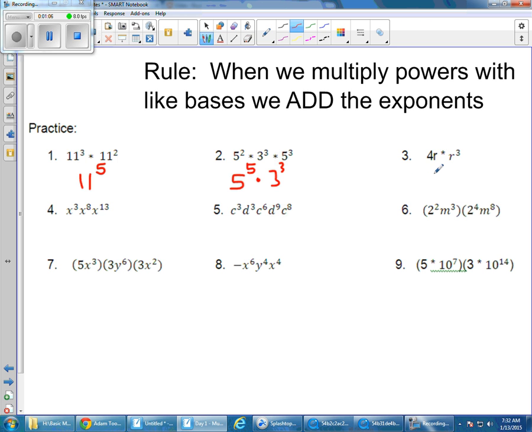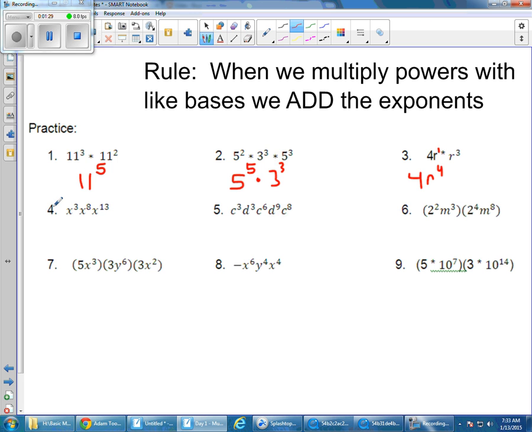Number 3, if you cannot see the exponent on the variable, it's just a ninja 1. So I've got a 4, and then I've got r to the 1, and then r cubed, so that gives me 4r to the fourth power.